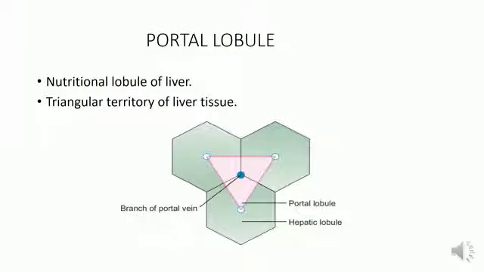Portal lobule. They are triangular territory of liver tissue with portal triad at the center and central vein at each corner of the triangle. It is called the nutritional lobule of the liver, obtained by joining the central vein of three adjacent hepatic lobules.